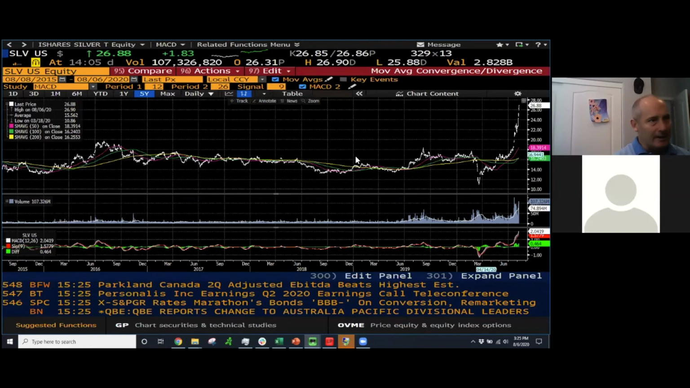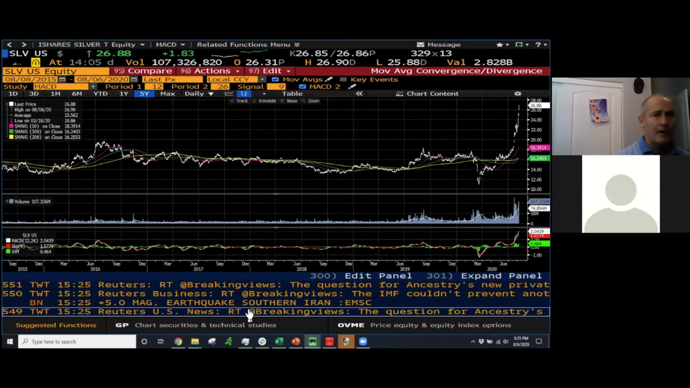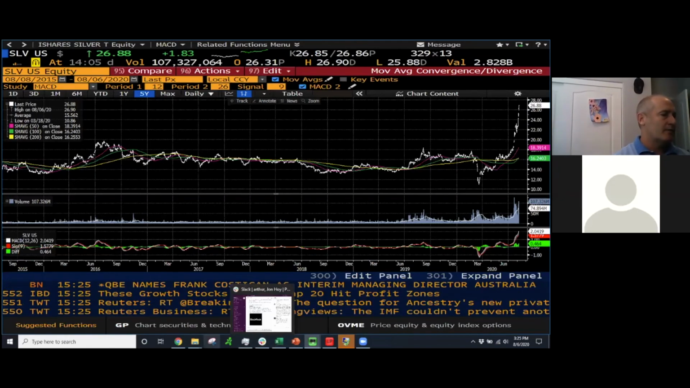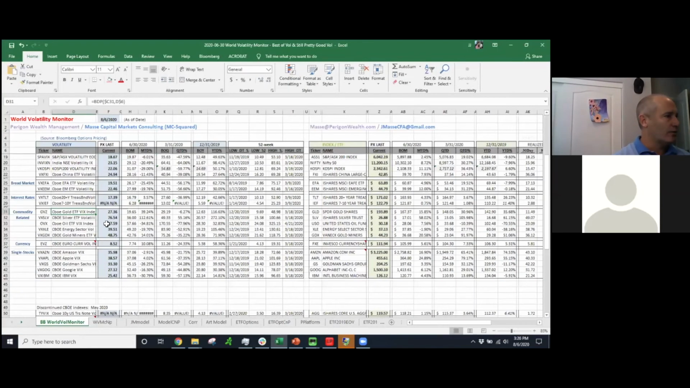Again, usually this moving average convergence divergence hovers between +1, -1. Silver is just absolutely skyrocketing. The fear isn't to the downside. The fear is on missing out on how quickly this is. And if we go to our handy dandy world volatility monitor, lo and behold, silver vol, 76%.